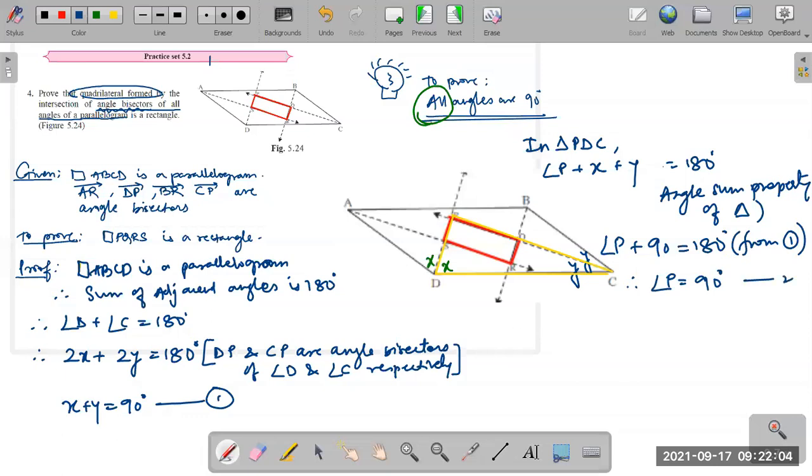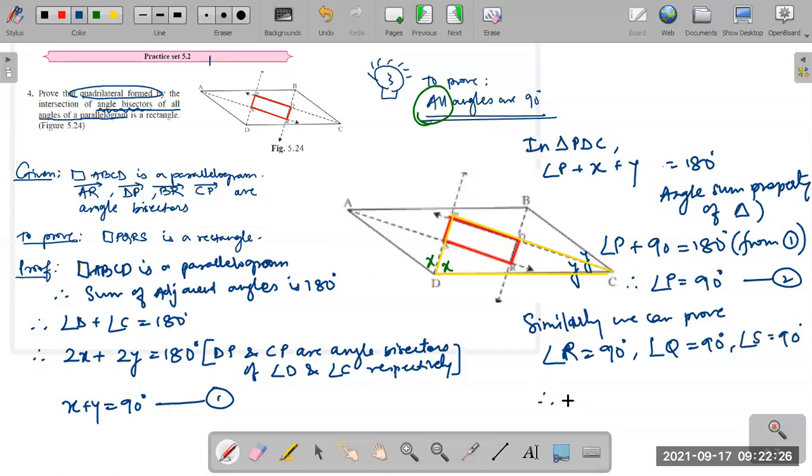So similarly, we can prove angle R equals 90 degrees, angle Q equals 90 degrees, and angle S equals 90 degrees. Therefore, what can we say? All angles are 90 degrees. Therefore, this is a rectangle.